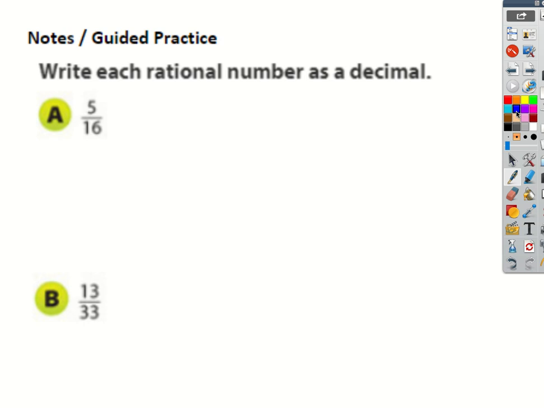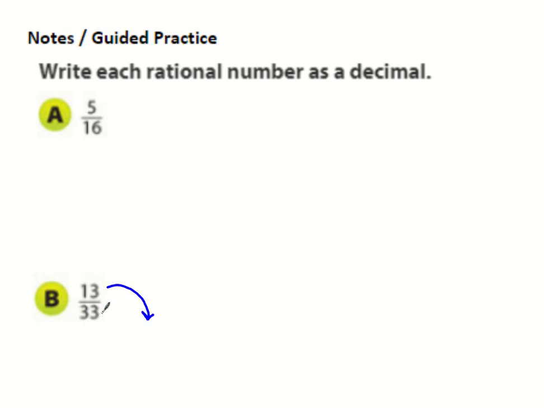Okay? So 13 over 30 means if I tip my house to my right, my 13 goes there and my 30 goes here, and I can draw in my division bar. Okay? So 30 into 13, or the other way to say that is 13 divided by 30.